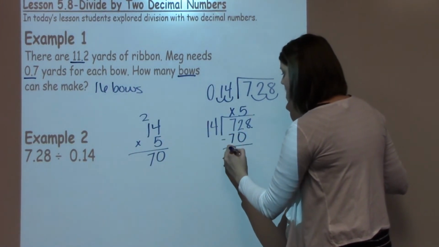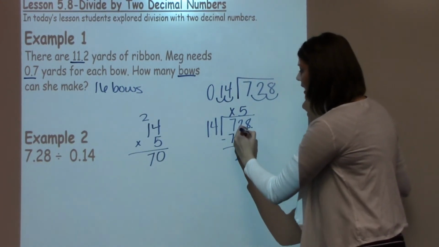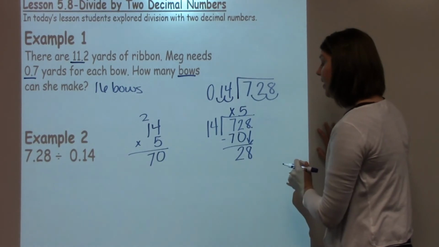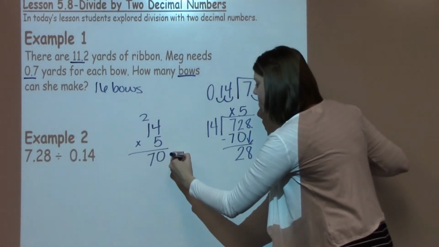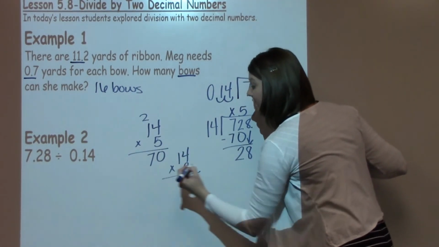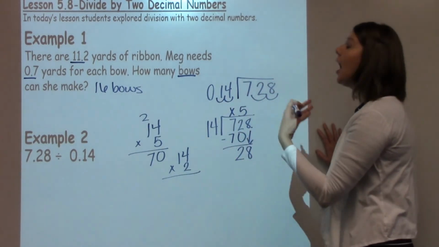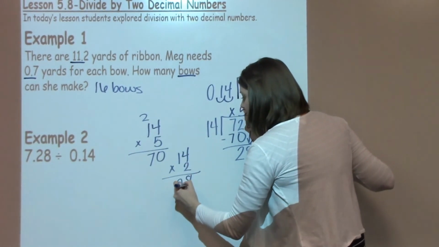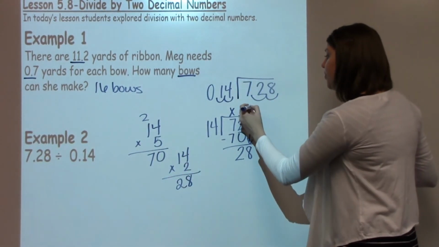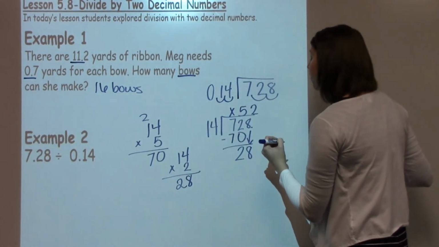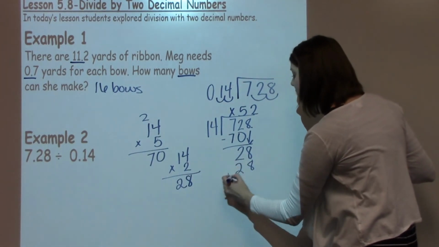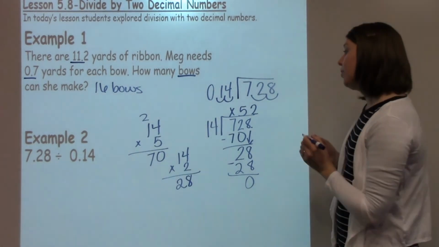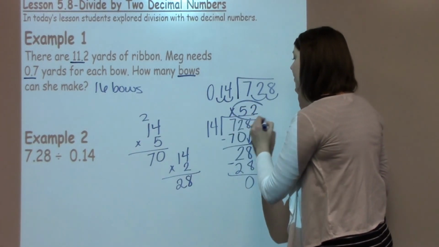When I subtract, I have a 2 left over, and I need to bring down my 8. Can 14 go into 28? I know that if I take 14, I believe it's times 2. I'm going to just double check, and if your student's not sure, I would always encourage them to show their work just to prove their answer as they're solving. It is 2, so I'm going to put 2 on top. 14 times 2 is 28. When I subtract, I have nothing left over. So for example number 2, the quotient to my division problem is going to be 52.